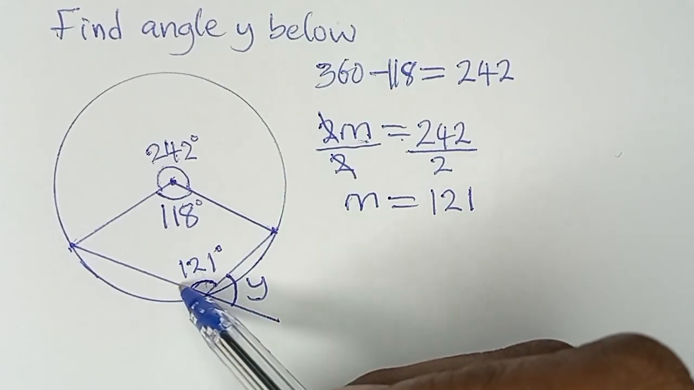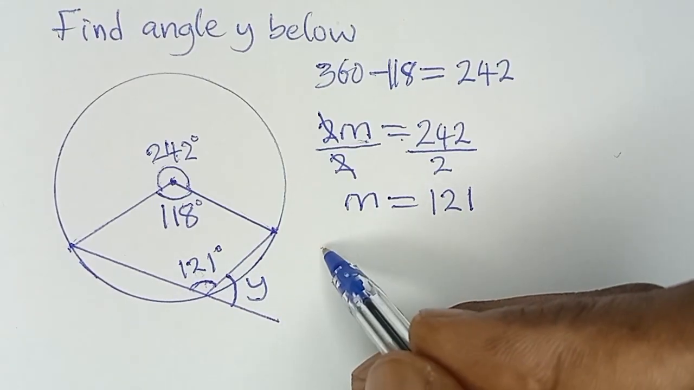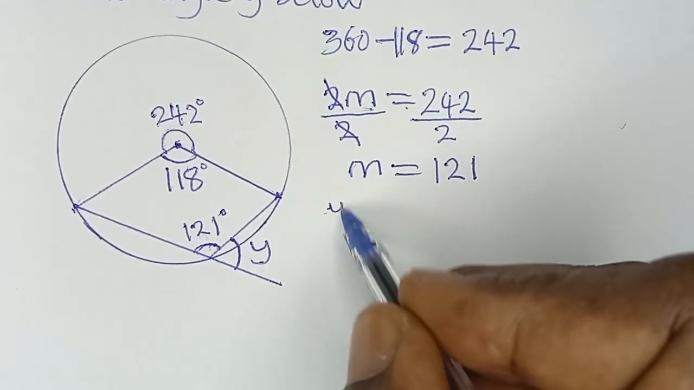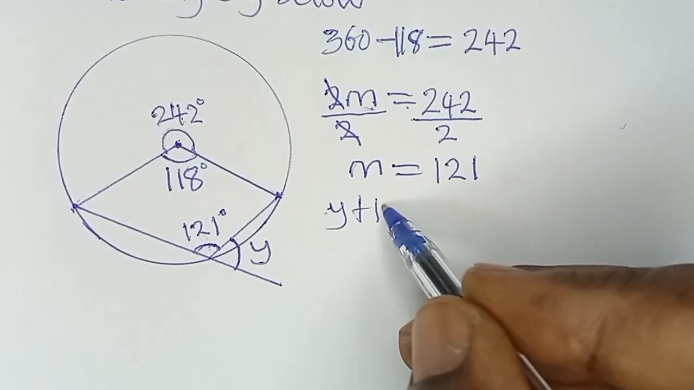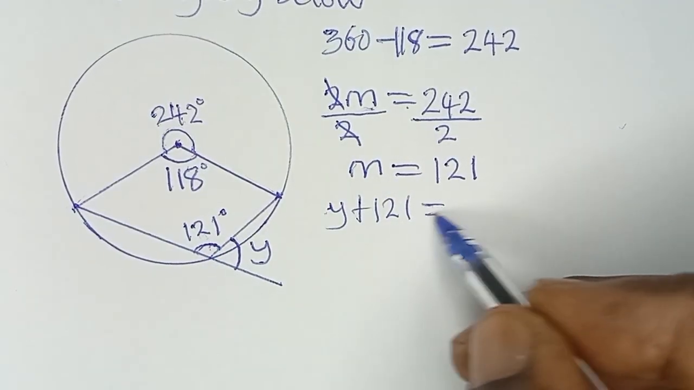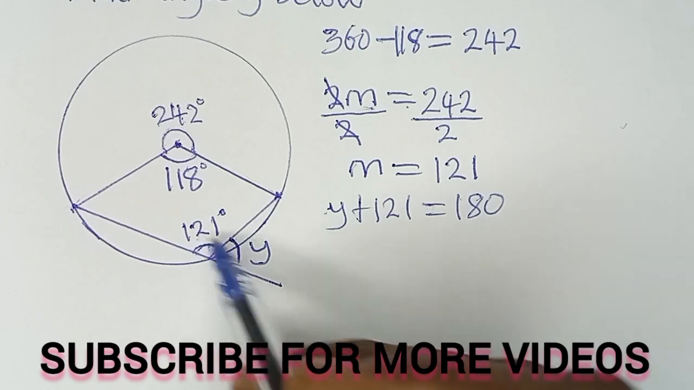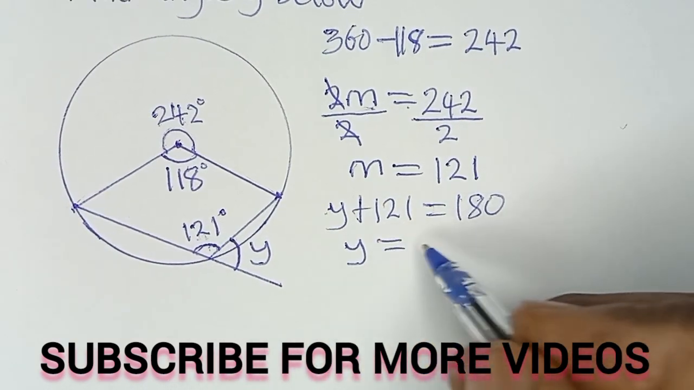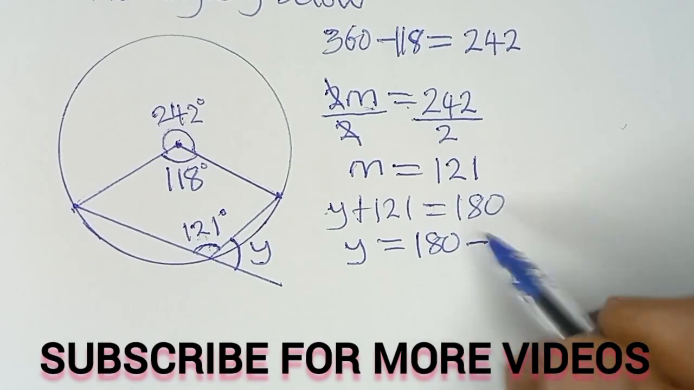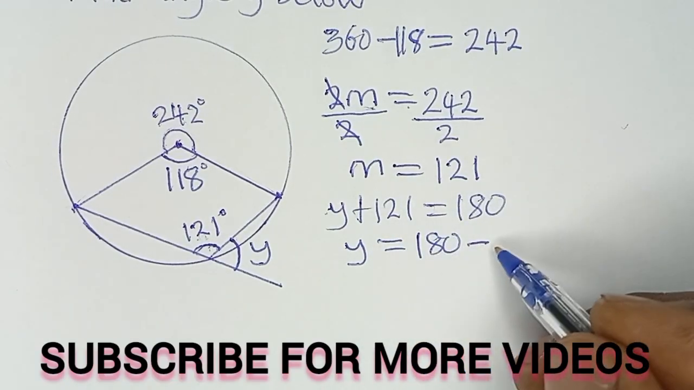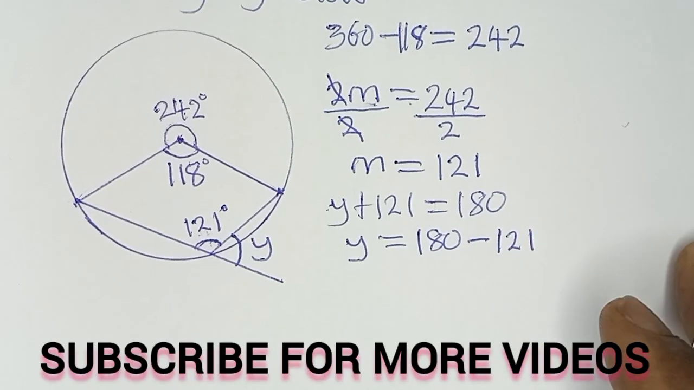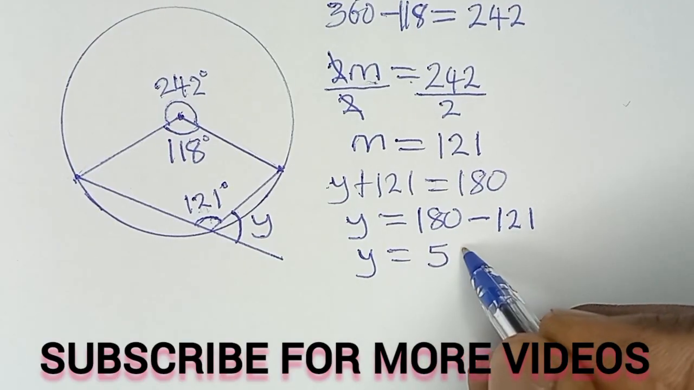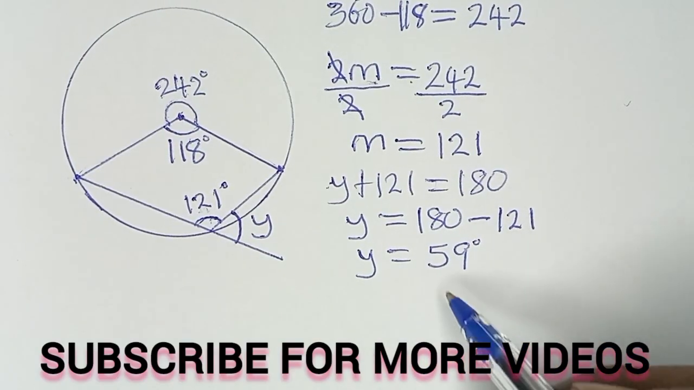Now that we know this angle is 121 degrees, for us to get the value of y, you agree that this is a straight line. So sum of angles on a straight line add up to 180 degrees. So angle y, which is this, added to that 121, which is this other angle, is equal to 180, because sum of angles on a straight line add up to 180. So from there, y will be equal to 180 minus 121, because when this positive 121 comes to this side, it becomes negative 121. And from there, I can obtain the final value of y as 59 degrees. And that is the answer.